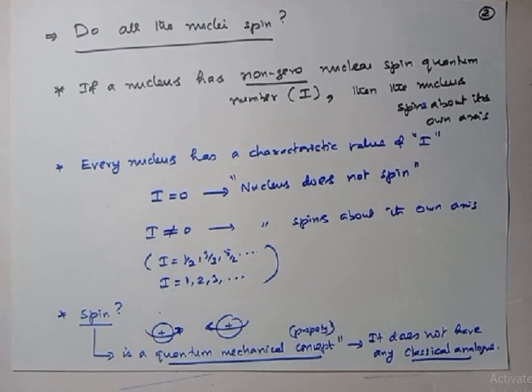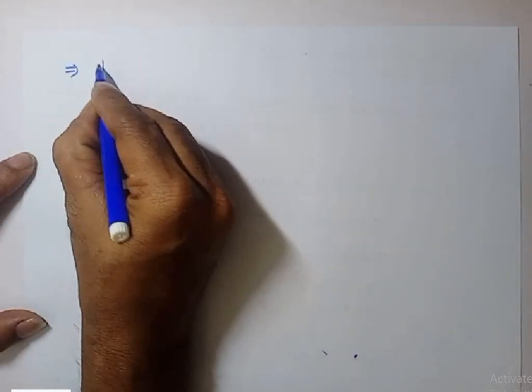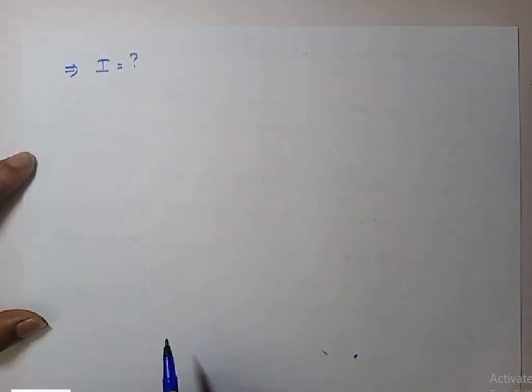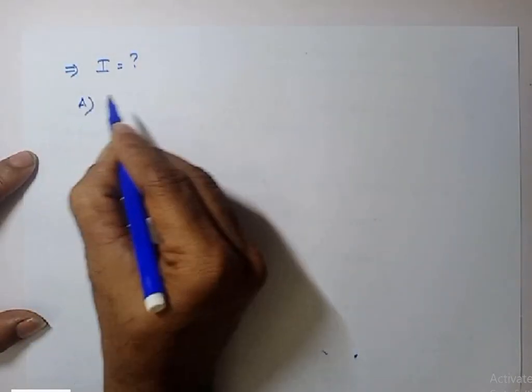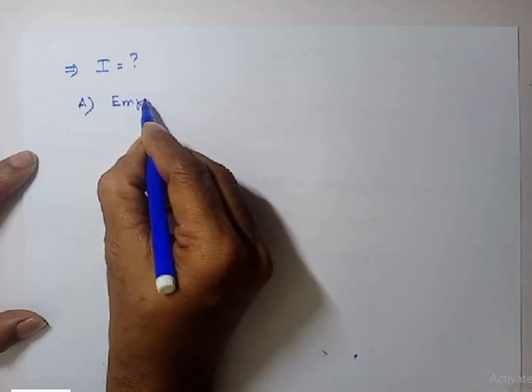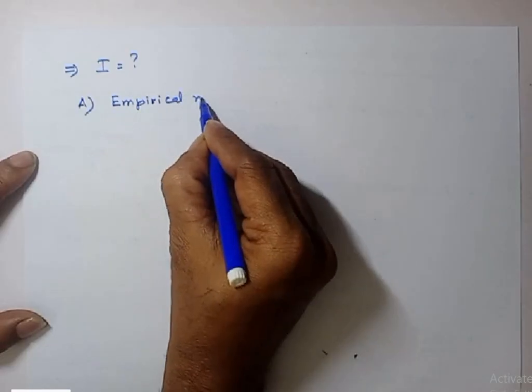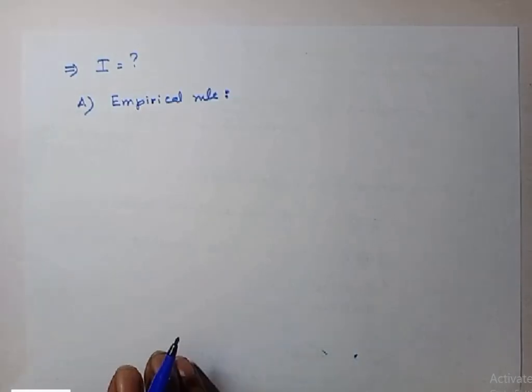Now we'll discuss the I value. First, I'll give you what is called the empirical rule, using which you can say under what condition we get I value 0, and under what condition we get I value not equal to 0. That we can easily understand. It's called the empirical rule. What is the empirical rule? Let me write here. Number 1.